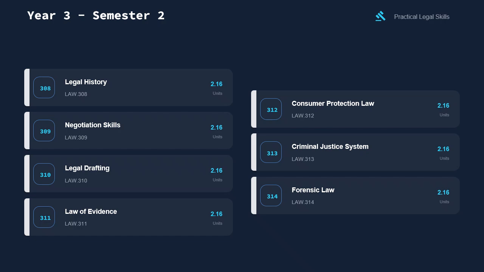Real-life example: the Golden State Killer case used genetic genealogy to identify a suspect, raising privacy concerns about familial DNA searching. Practical application: lawyers advise on the use of emerging forensic technologies. Students analyze privacy and reliability issues. They learn to balance innovation with rights protection.